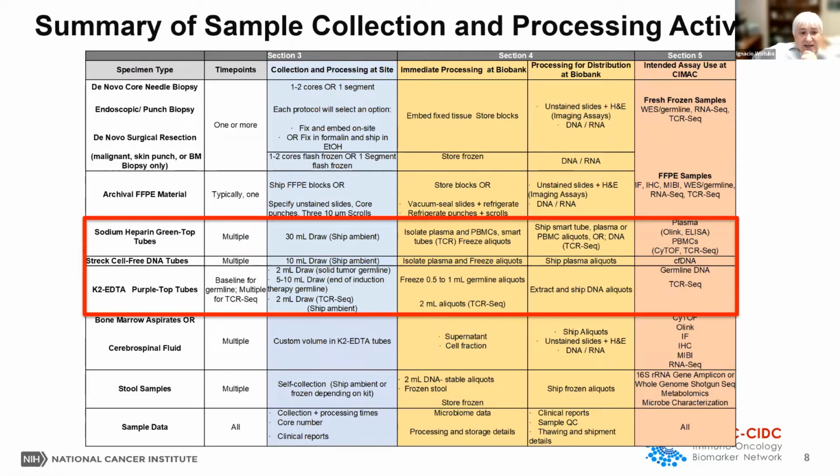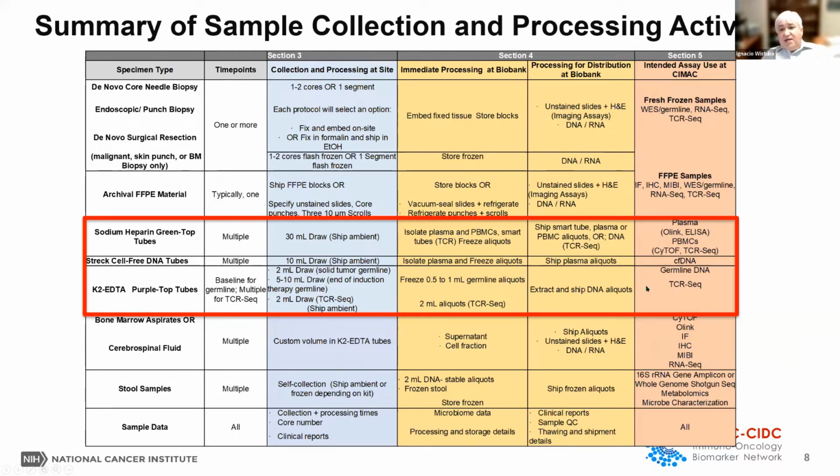We try to collect blood at multiple time points, easy to obtain, right? We have the opportunity to get whole blood that can be helpful for isolating plasma and PBMCs, and from there, there are derivatives like DNA for germline and TCR sequencing. So we have the Streck tubes that are very good for stabilizing cell-free DNA in the plasma, and also the PBMCs can be used for germline on the same specimen. And then we have these special K2 purple top tubes that have EDTA that can be used for different purposes. A small draw for germline only, if that's missing, or TCR sequencing, or a larger draw for different purposes.